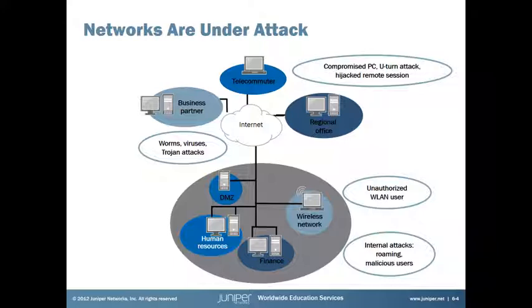Trying to find information, trying to look for ways to get into your network. It is constant. And then we look at some of these different types of activities that go on. Some of the things that can happen: you've got compromised PCs, U-turn attacks, hijacked remote sessions, worms, viruses, Trojan attacks. Even within the network itself, you can have unauthorized wireless LAN users. Someone that connects to your wireless network who is unauthorized to connect to your wireless network.